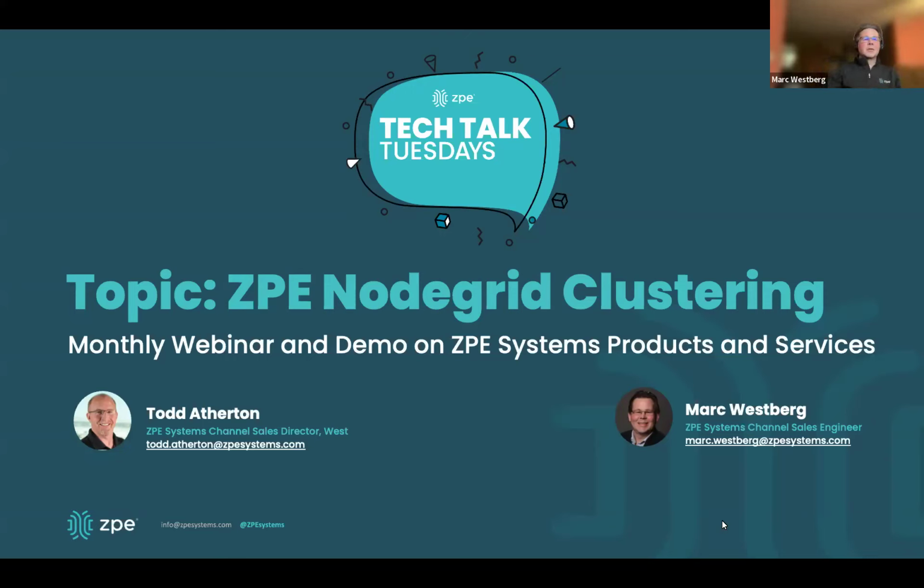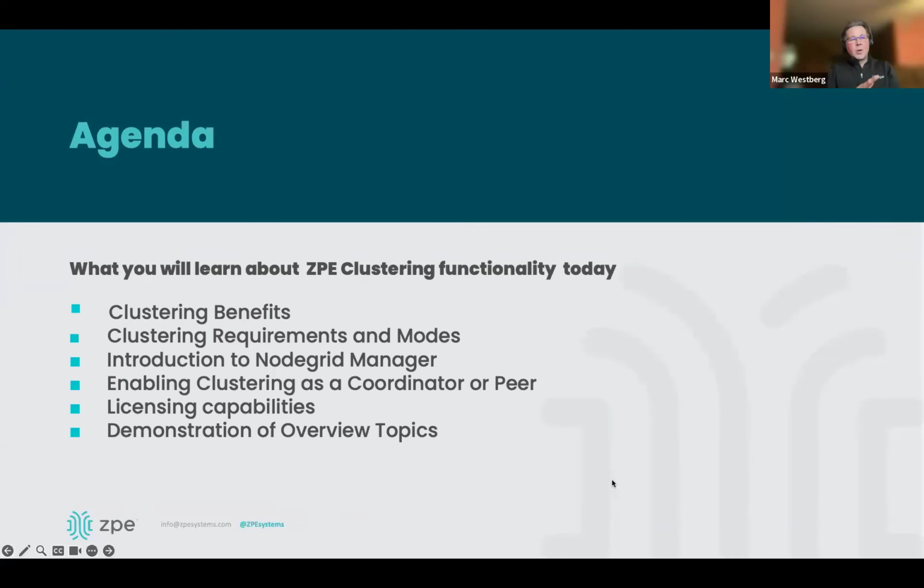Today we're going to be talking about clustering in Nodegrid. So a little bit about what we're going to go over, what we're going to learn: benefits of clustering, the requirements and the different modes, an introduction to Nodegrid Manager. I'll discuss that once we get there. Enabling clustering, how to do it, what to do to make it actually work as a coordinator and peer, and then the licensing capabilities and licensing requirements, and then a quick overview or a demonstration of the overview topics.